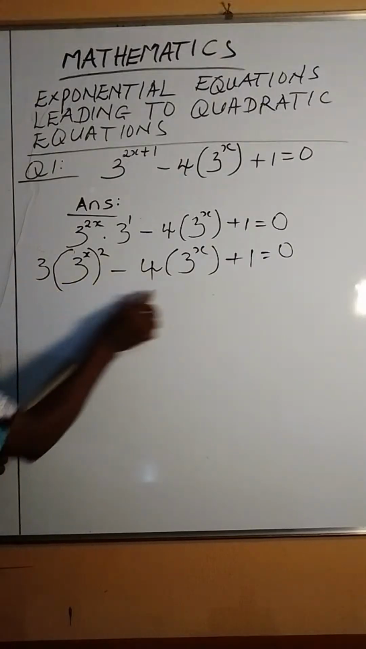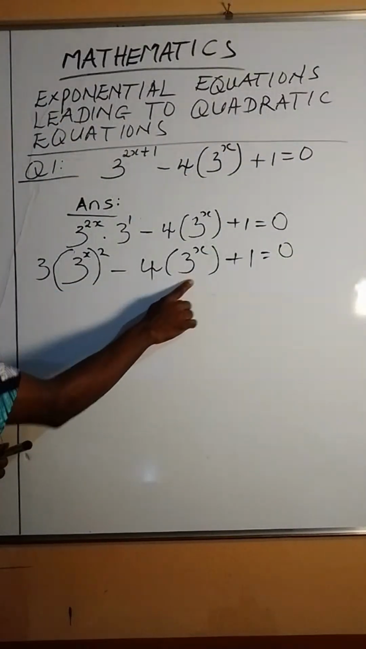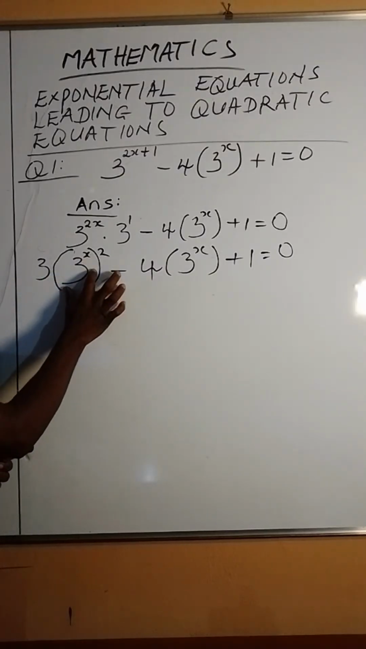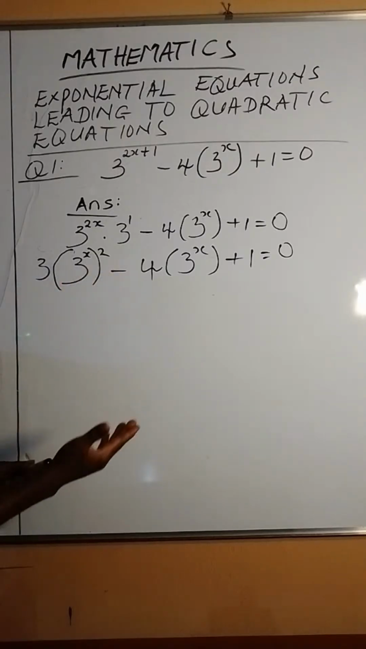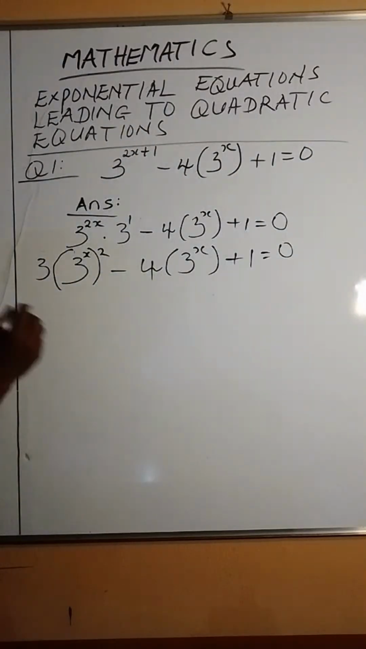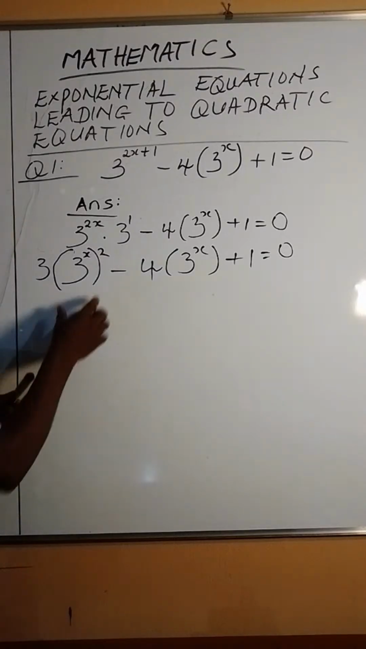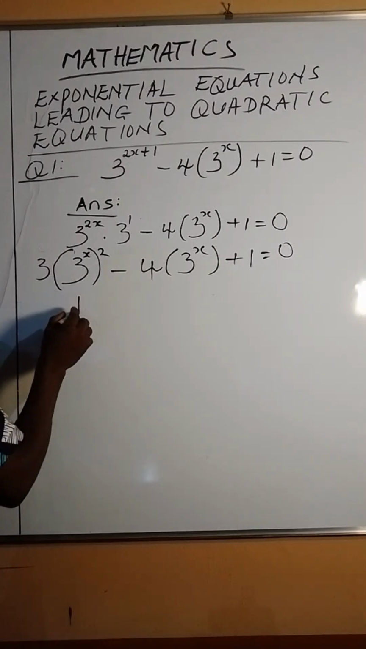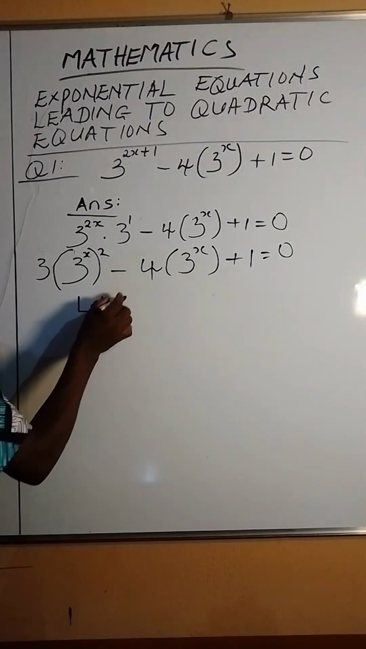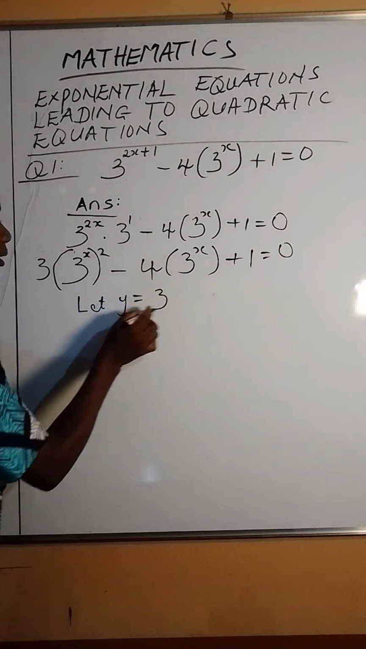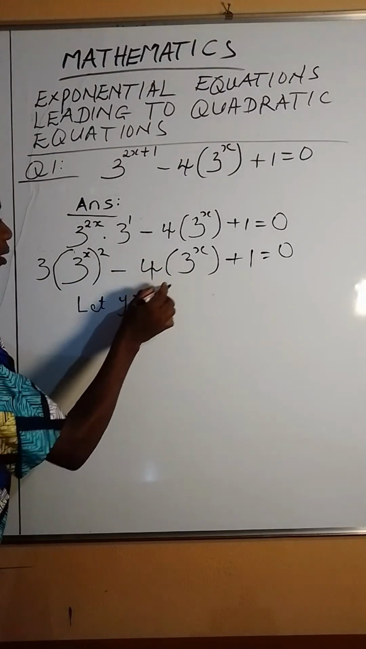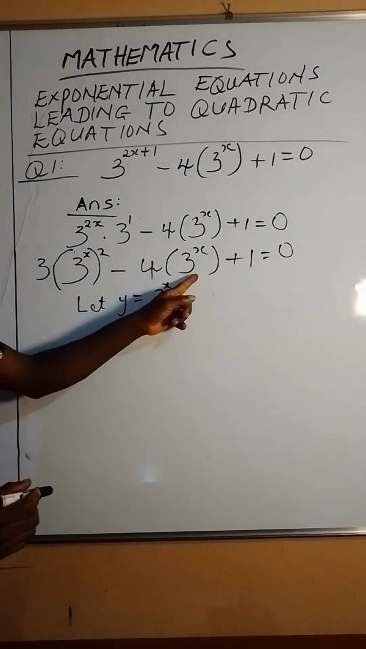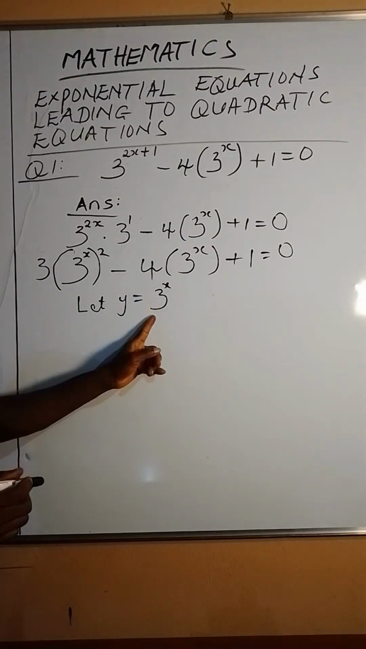Now we have gotten similar terms in the bracket. So what we are going to do is let 3 raised by x be represented with something. We can use p, we can use y, we can use k. Let any letter, okay? Let's use y. Let y represent 3 raised by x. This is what we are going to do. So wherever you see 3 raised by x, substitute y there.